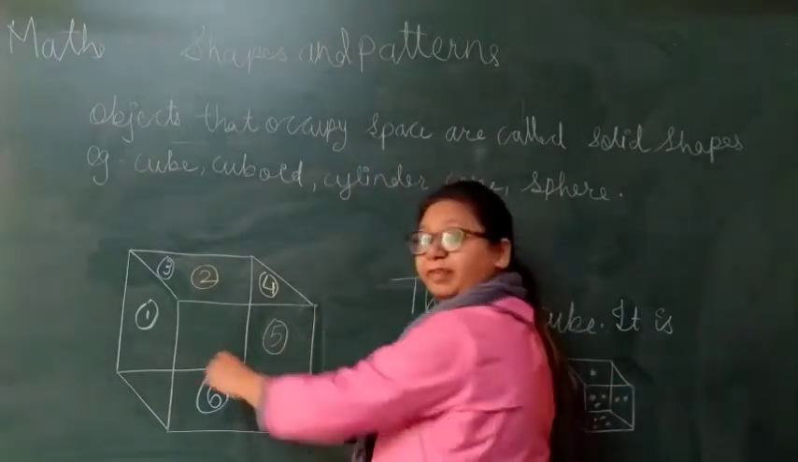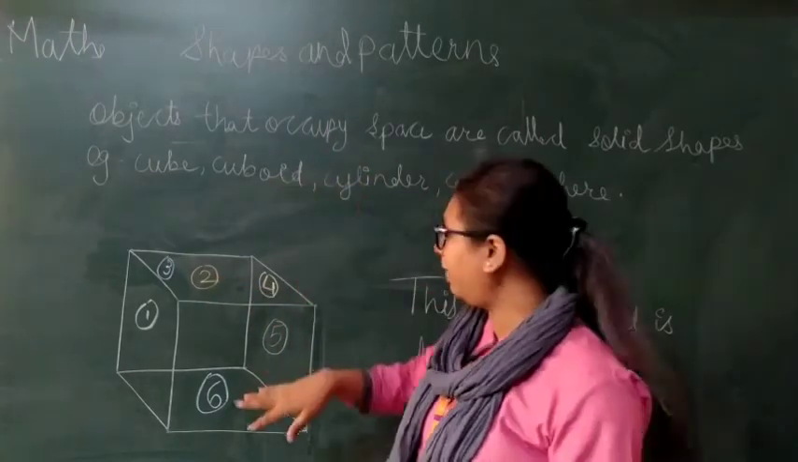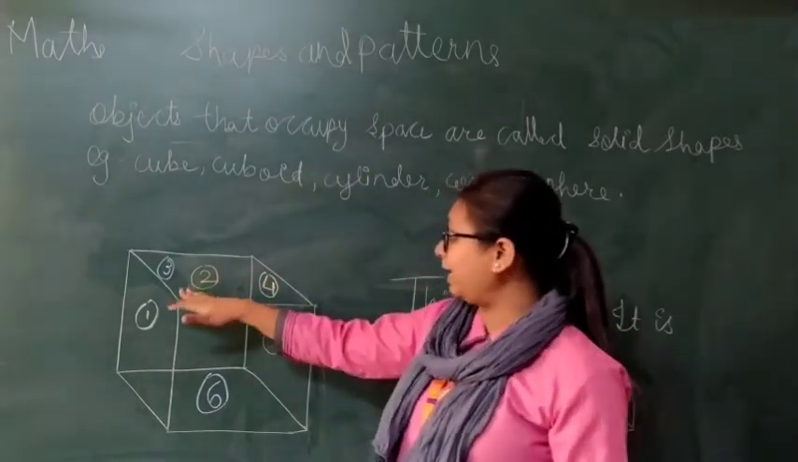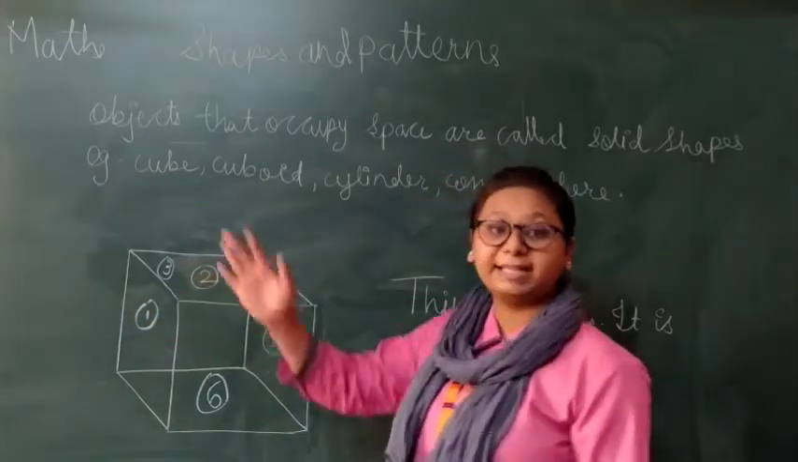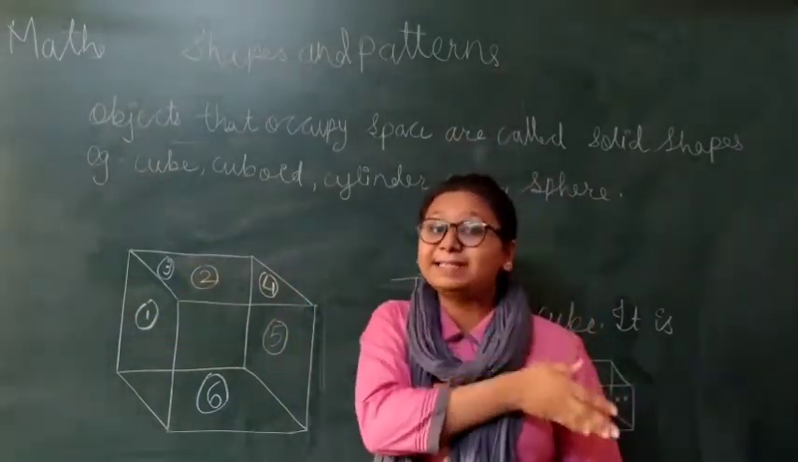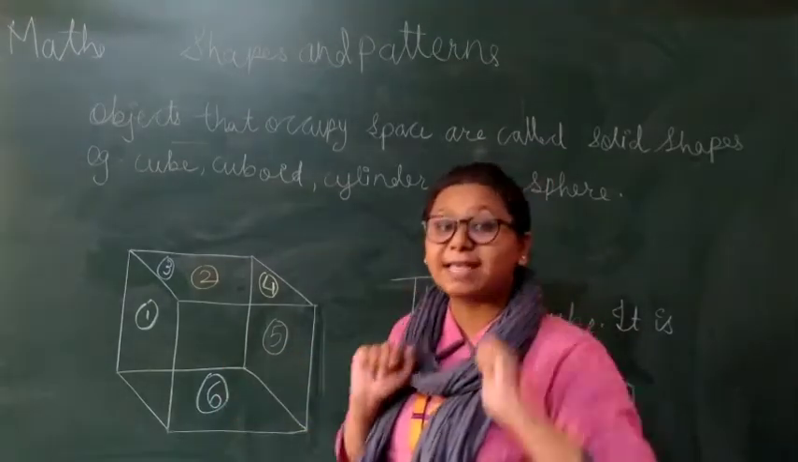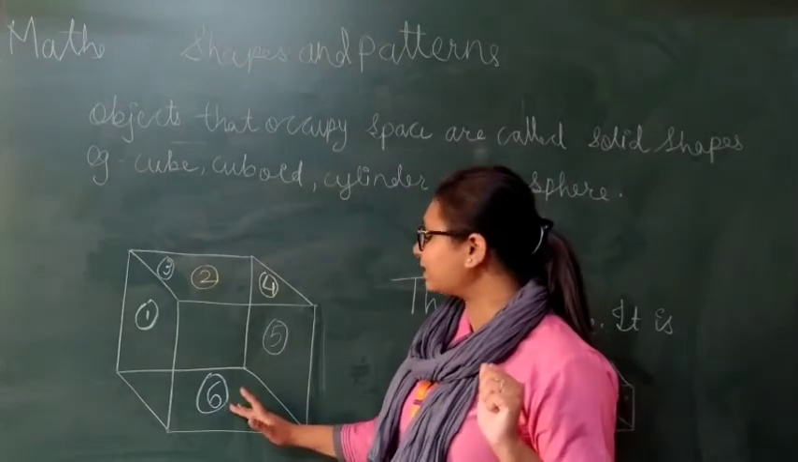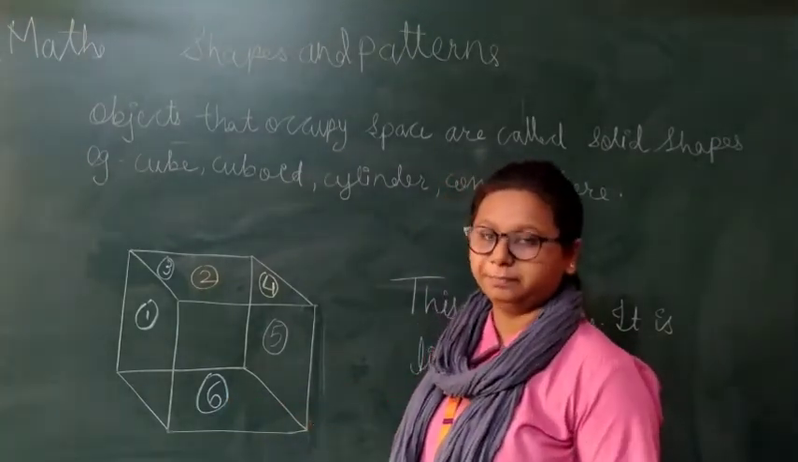6 sides. This is the first side. This is the second side, that is the upper side. This is the third side, that is the back side of the cube. This is the fourth side, that is the right hand side of the cube. This is the fifth side, that is the front side of the cube. And this is the sixth side, that is the lower side of the cube.